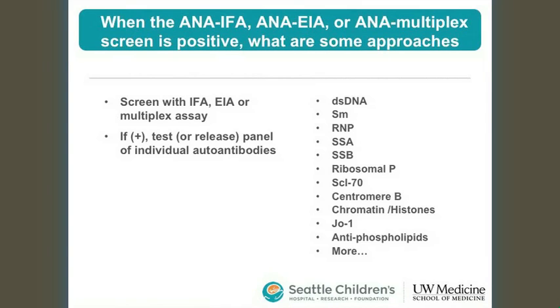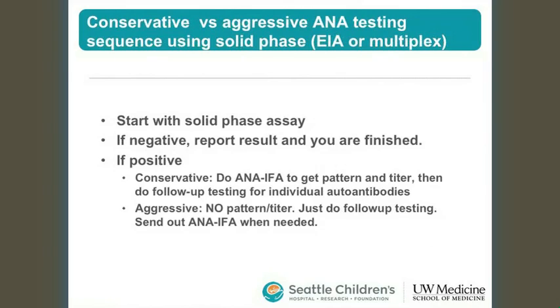And labs that have a solid phase assay, they have a choice. They can either report out negatives as negative, and almost everybody does that. But if they're positive, what do you do? And the conservative approach is to give them a pattern and titer. In other words, reflex to IFA. What's the problem with this? The problem is you don't get rid of your IFA.